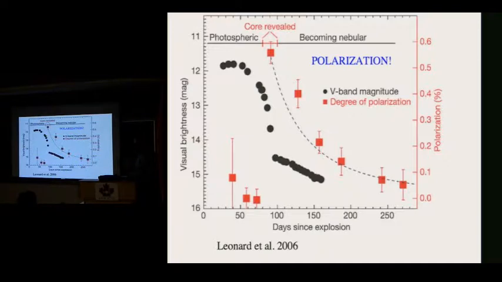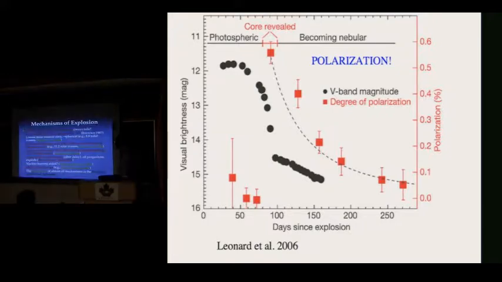Polarization indicates asphericity. And so we can't really model this very well because it's a very difficult thing to do multidimensional calculations with polarization. But we know that the jump in the polarization indicates that when we're seeing into the interior, we're seeing something that's very aspherical, more so than the exterior. Another indication that we have to do multidimensional work.